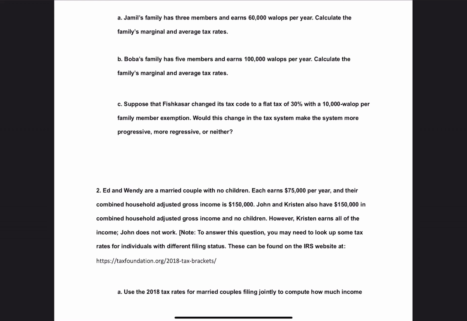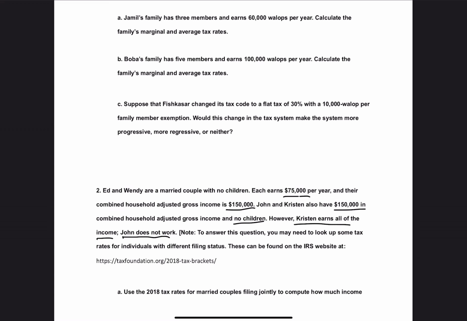So what do we have? We have two couples. First we have Ed and Wendy. They are married and they do not have children. Each of them is earning $75,000 per year, and therefore the combined household gross income is 150,000. Then we have a second couple, John and Kristen. They also have $150,000 in combined household income, and also no children. The difference to the other couple is that Kristen is earning all of the income and John is not working. This is the main difference between the two couples. Everything else is basically the same.